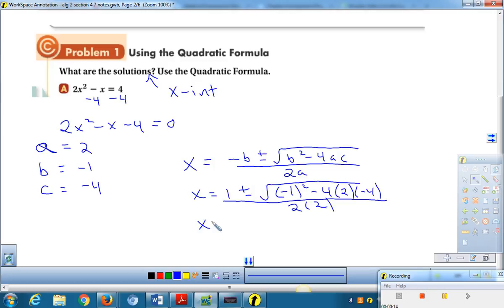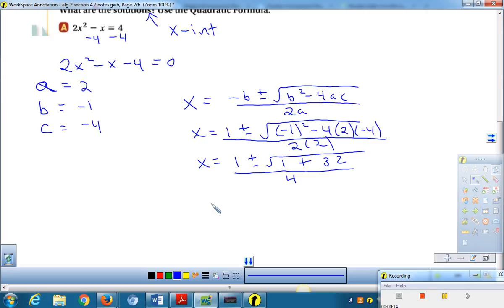Okay, so now we need to rewrite it. So that is 1 plus or minus the square root of 1. Minus the negative is going to make it positive, so it's going to be plus 16 times 2 is 32, all over 4. X equals 1 plus or minus the square root of 33 all over 4. And we're done.